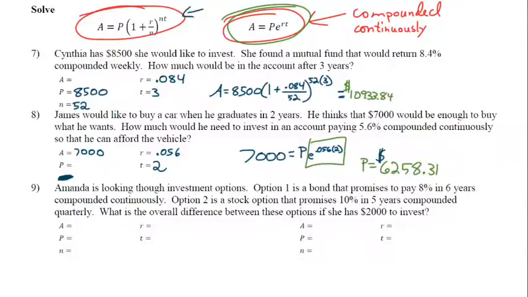All right, last but not least. Amanda is looking through investment options. Option 1 is a bond that promises 8% in 6 years, compounded continuously. So that means the second equation. Option 2 is a stock option that promises 10% in 5 years, compounded quarterly. What is the overall difference between these options if she has $2,000 to invest? So she's starting off with $2,000. That's her investment.